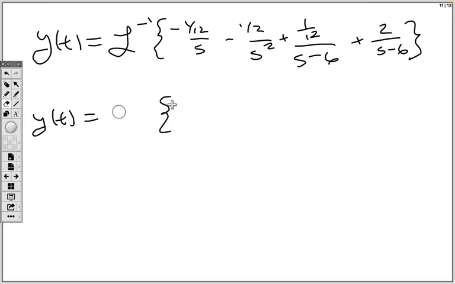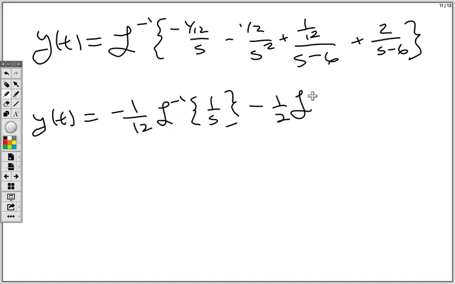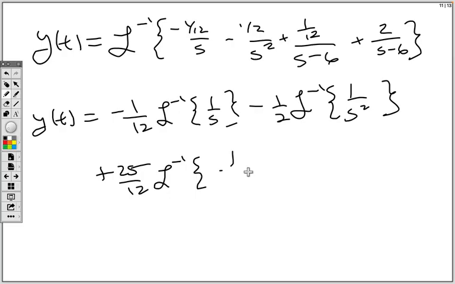So this is going to be minus 1/12 inverse Laplace of 1 over s, minus 1/2 inverse Laplace of 1 over s squared. And then this is 2 1/12, which would be what? 25/12, is that right? Inverse Laplace of 1 over s minus 6. So here we go. Minus 1/12.